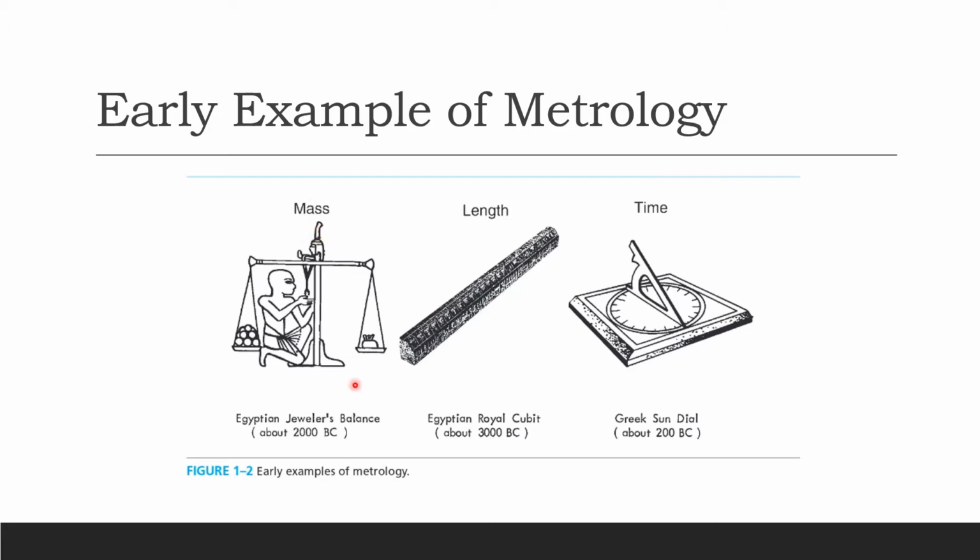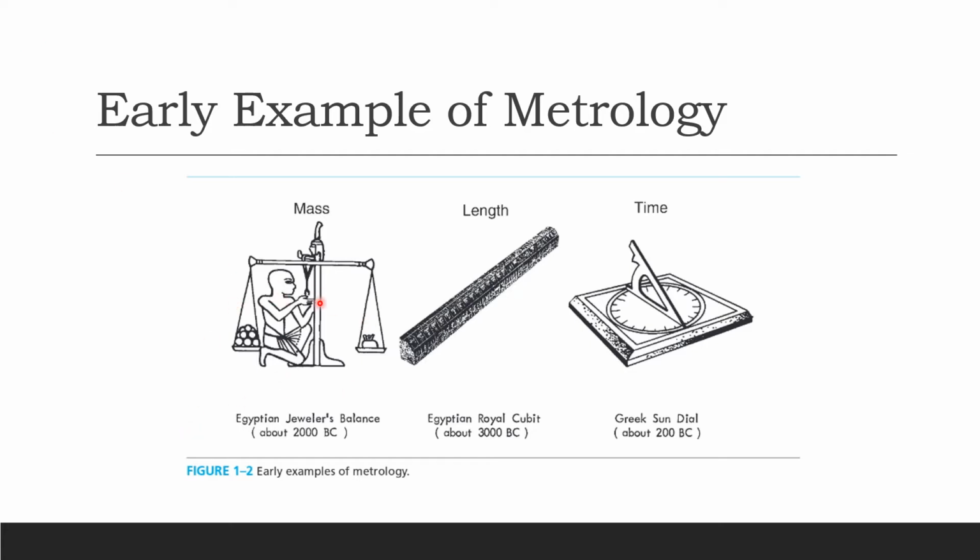So here for mass, we started to measure by using something called the Egyptian jeweler's balance. Okay, that's about 2000 before Christ. And then for length, we use something called, Egyptian again, the royal cubit. So that's about 3000 before Christ. And for time, we use this device, and we call that the Greek sundial, and that's about 200 before Christ. So this is BC. So we started to measure mass, length, and time way before Kings, a long time ago. So these are just the early examples of metrology.